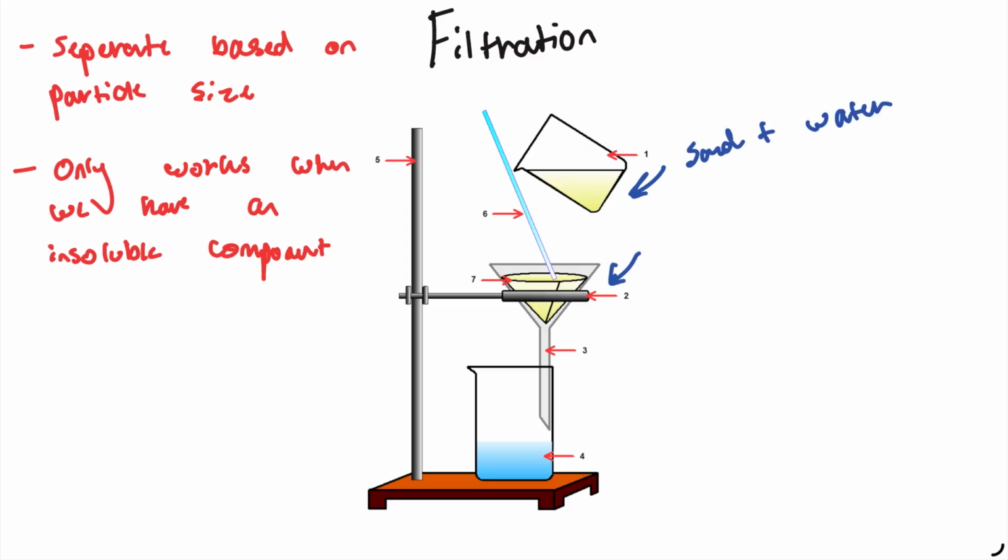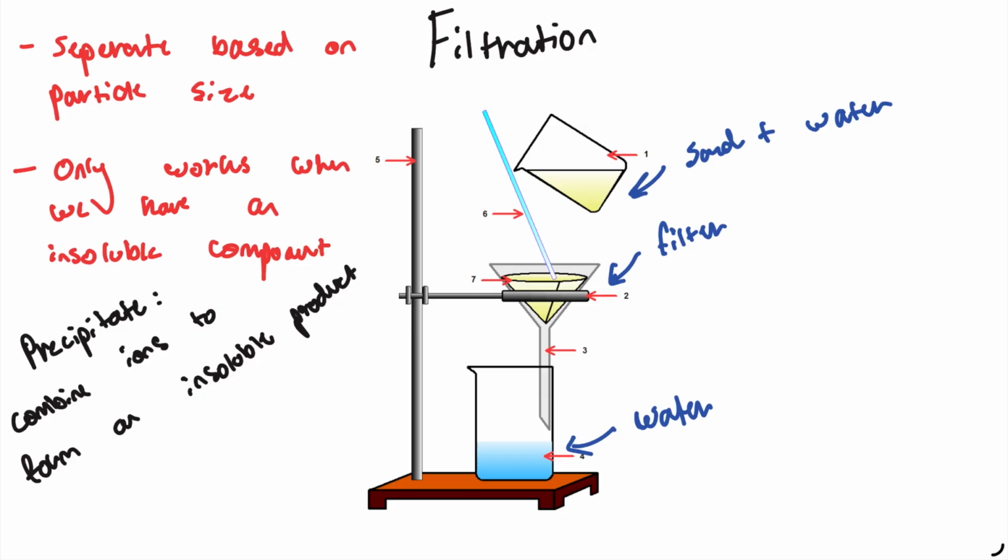If we run this solution through our filter, the sand will stay stuck in the filter, and what comes out will be fresh water. It'll be only water, there will be no sand in it because it'll be stuck in the filter. But like I said, this is only going to work if we have an insoluble component such as sand. To make filtration more effective in separating dissolved substances, we can form a precipitate.